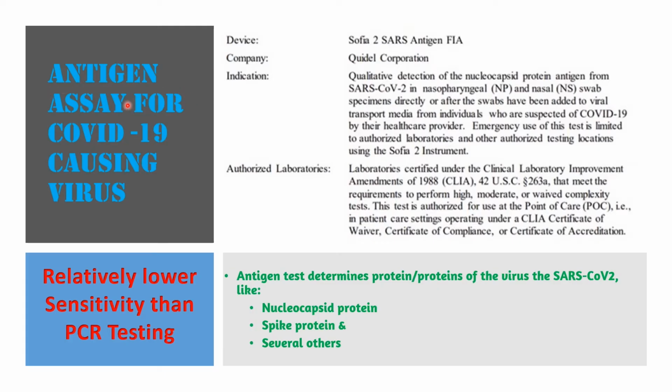So now the antigen assay for COVID-19 causing virus. This assay has relatively lower sensitivity than PCR testing. Antigen test determines protein or proteins of the virus, the SARS coronavirus 2, like nucleocapsid protein, spike protein, and several others. Now here is a test that indicated the qualitative detection of the nucleocapsid protein antigen from SARS coronavirus 2 in nasopharyngeal and nasal swab specimens.